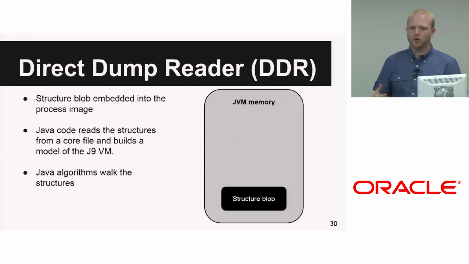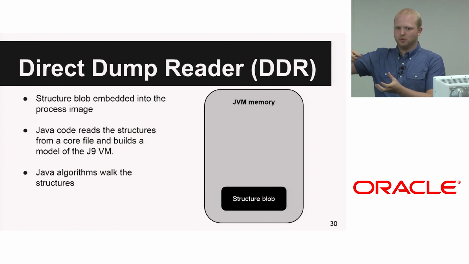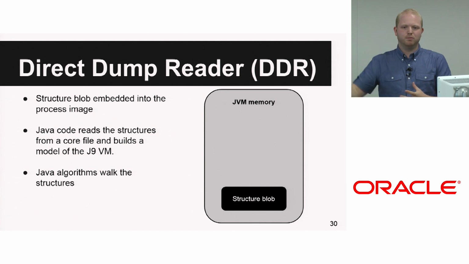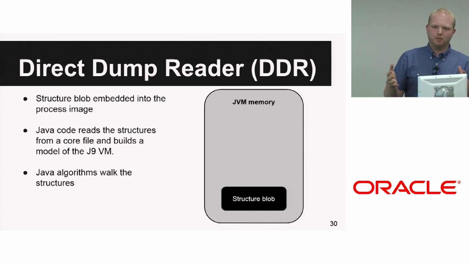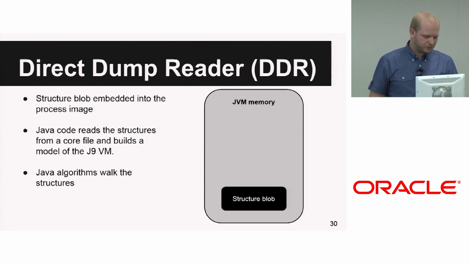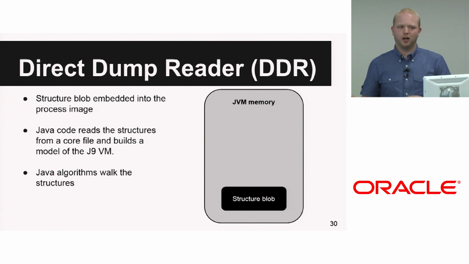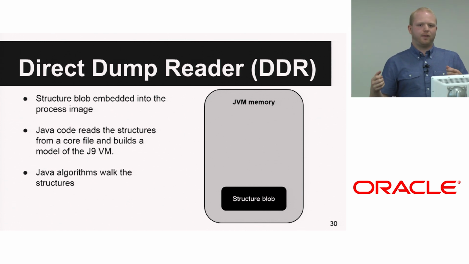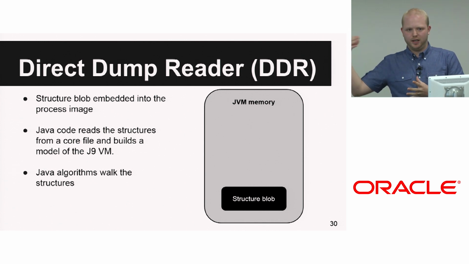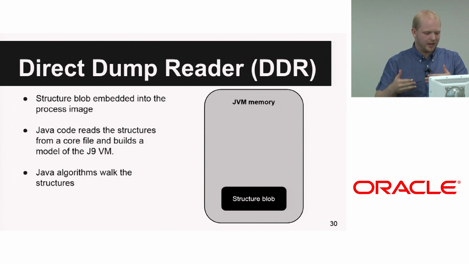So we have Java code that can read that structure blob and create a model of what the JVM looked like at the time of the crash. And then we have Java algorithms that know how to walk those structures, so we can do a stack walk, like a Java stack walk. We have algorithms for that.